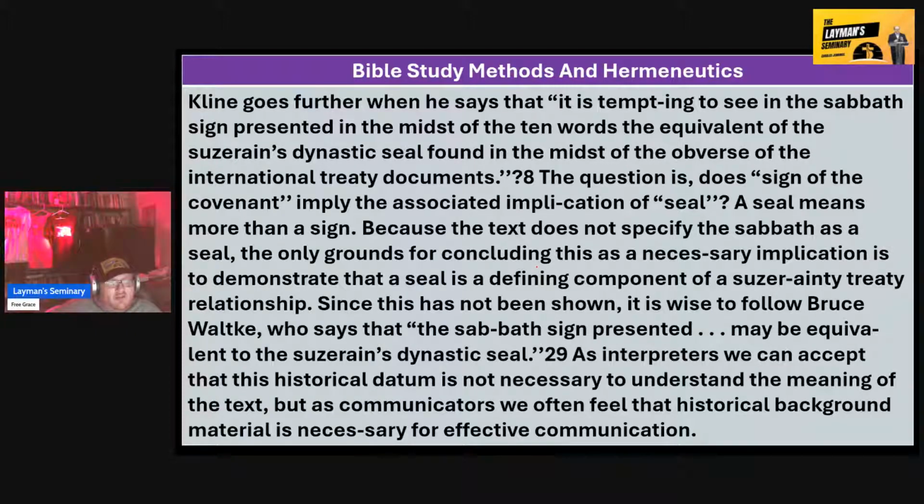A seal means more than a sign, because the text does not specify the Sabbath as a seal. The only grounds for concluding this as the necessary implication is to demonstrate that a seal is a defining component of suzerain treaty relationship. Since this has not been shown, it is wise to follow Bruce Waltke, who says that the Sabbath sign presented may be equivalent to the suzerain's dynastic seal.